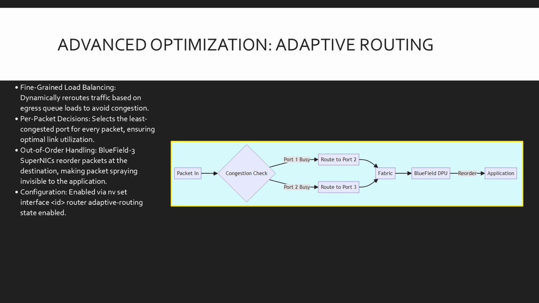This diagram explains adaptive routing logic. A packet enters the switch. The logic immediately checks the congestion levels of available uplink ports. If port 1 is busy, it routes to port 2. If port 2 is busy, it tries port 3. All packets travel through the fabric and arrive at the BlueField DPU. Crucially, the DPU reorders these packets before delivering them to the application, ensuring data integrity despite the scattered pathing.